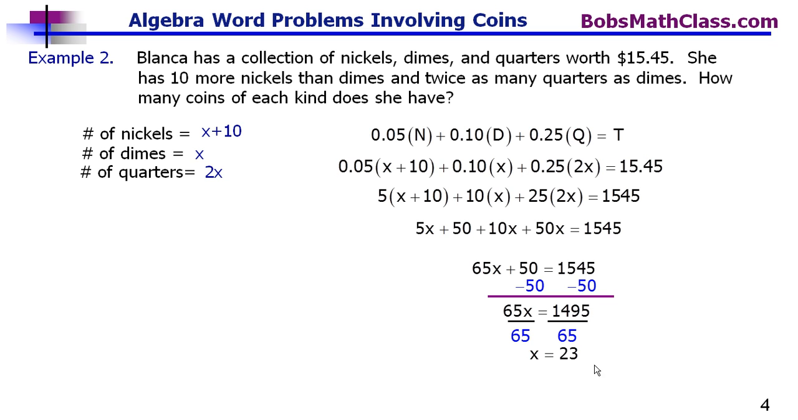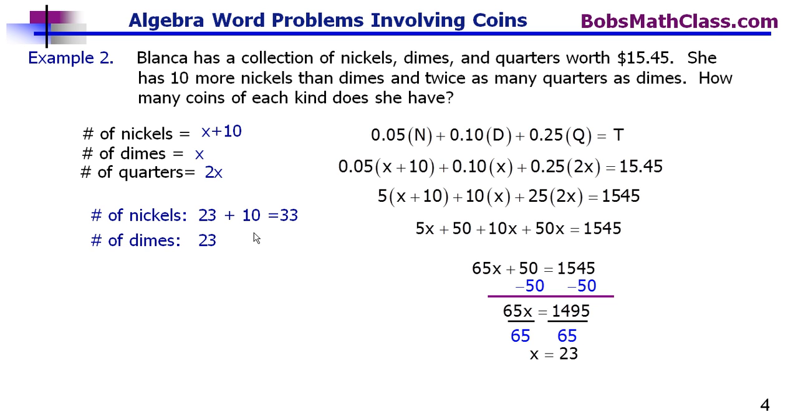23 again. Coincidence. Okay, so that had to come out to be a whole number. Now we can answer our question. Nickels, we'll put that 23 in place of X, so 23 plus 10. There's 33 nickels. 23 in place of this X for dimes.